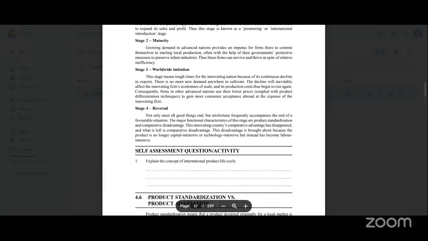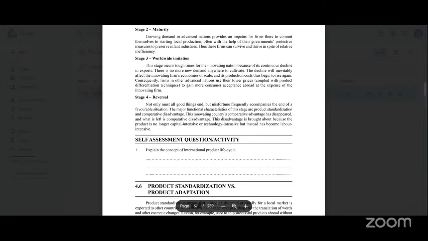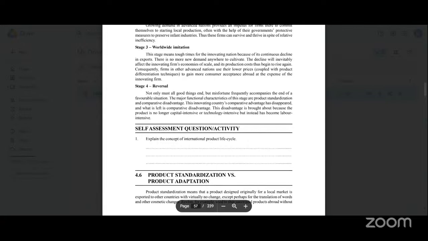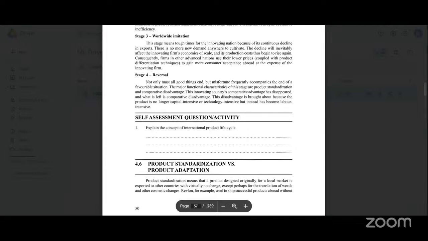Then the fourth stage, that is stage 3, is the worldwide imitation. This means that the product that is being brought out by the innovating nation has a continuous decline in exports. So there's no more demand anywhere to cultivate. So the decline will inevitably affect the innovating firm's economies of scale and its production costs thus begin to rise again. Consequently, firms in other advanced nations use their lower prices. They couple this with product differentiation techniques to gain more consumer acceptance, and therefore, it may come at the expense of the innovating firm.